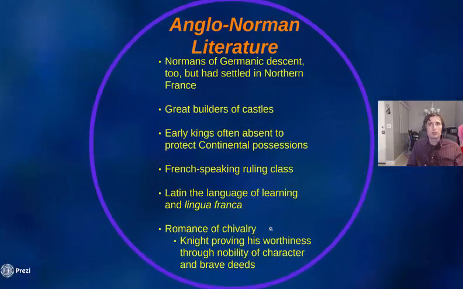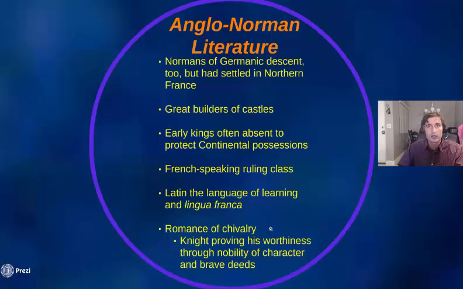Anglo-Norman literature. So in 1066, there's the Battle of Hastings, and the Normans, who are also Germanic but have eventually settled in northern France, invade England and oust the Saxons from power. Some of the things they're known for: great builders of castles. In fact, the earliest kings of the Anglo-Norman time period were often absent to protect their continental possessions.